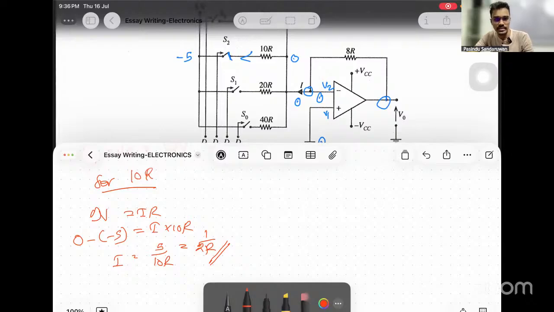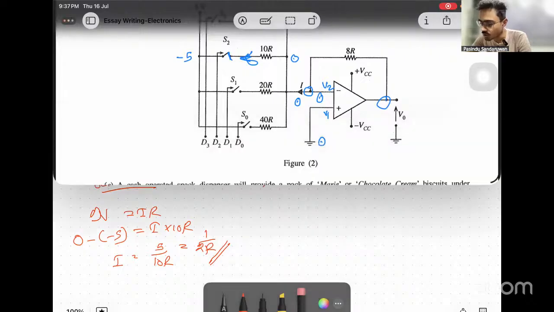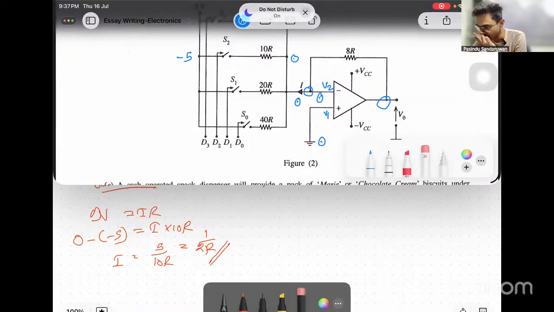Next, the second one: if a set of voltages 5 volts, 0 volts, 5, 5, where 5 means high, simultaneously operate switches S3, S2, S1 and S0, this operation changes. Now again, you have to check which switches are going to be on and which are going to be off.